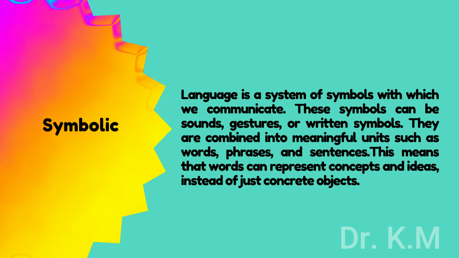1. Symbolic. Human language is symbolic. Language is a system of symbols with which we communicate. These symbols can be sounds, gestures, or written symbols. They are combined into meaningful units such as words, phrases, and sentences. This means that words can represent concepts and ideas, instead of just concrete objects.